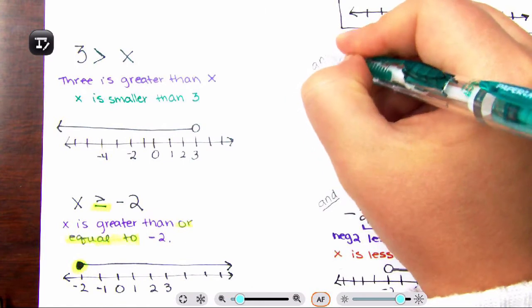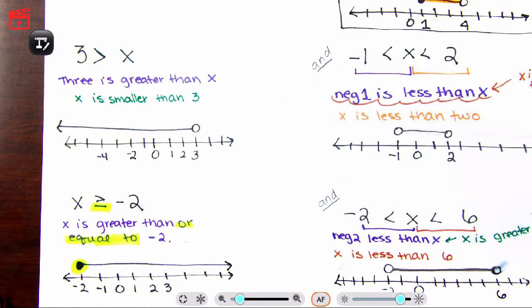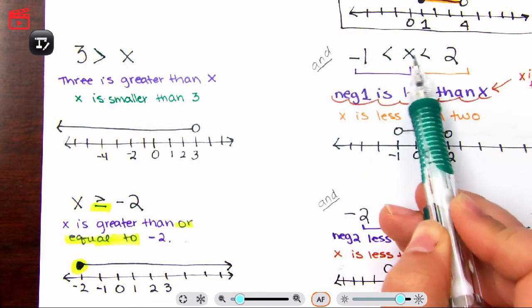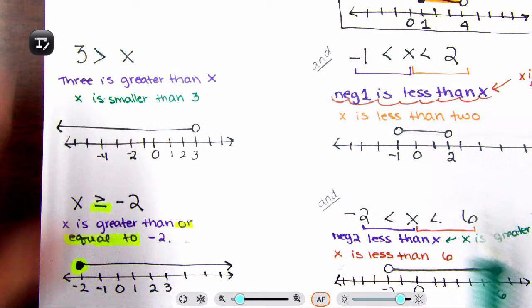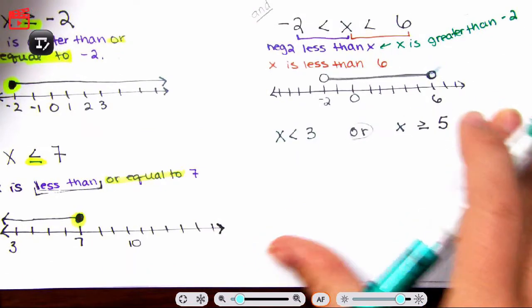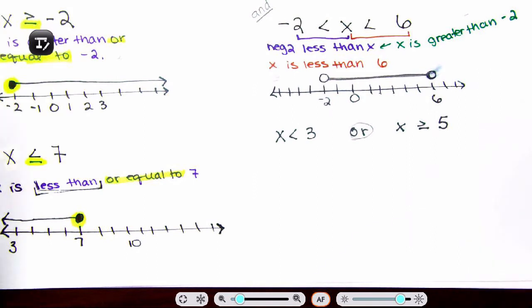It has to be greater than 1 and less than 4. x has to be greater than 1 and x has to be less than 2. So these are and statements. Now at the bottom one, it's an or statement. So it can be less than 3 or it can be greater than 5. So how do we deal with them?